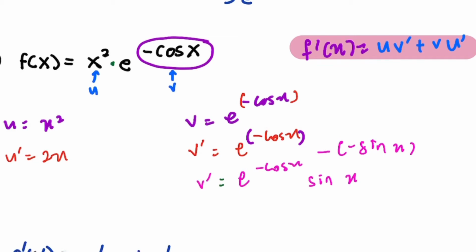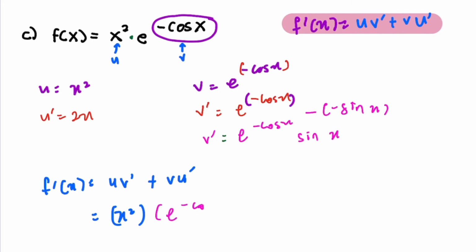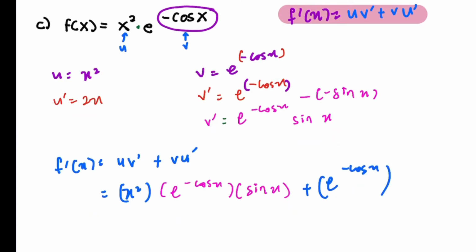Now we have our u and u prime, and we also have our v and v prime. So now let us use the formula: u v prime plus v u prime. Let's cut and paste. Our u is x squared. Our v prime is this one here, so let's write e to the power of minus cos x times sine x. And then plus v, so let's rewrite our v, e to the power of minus cos x, and multiply with u prime. u prime is just 2x, so let's write 2x here.